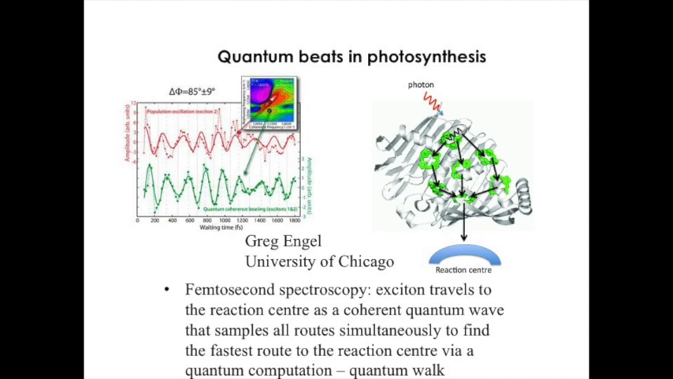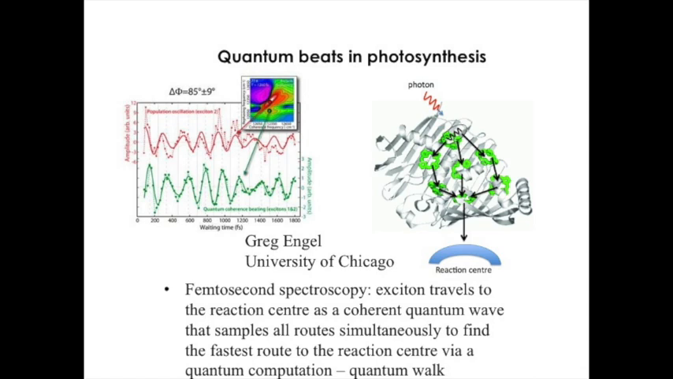Now, there isn't time to go into the details of this experiment, but these quantum beats, as they are called, this shows an illustration of the system that they looked at. It was a bacterial photosystem, simpler than the plant one, and it only has a few pigment molecules. Still has the same problem. The photon has to be captured. There are many different routes it can take to the reaction center. And what they found was it travels to the reaction center as a wave rather than as a particle.